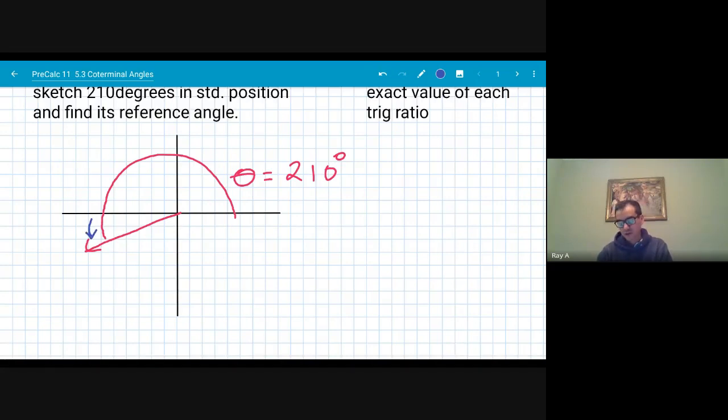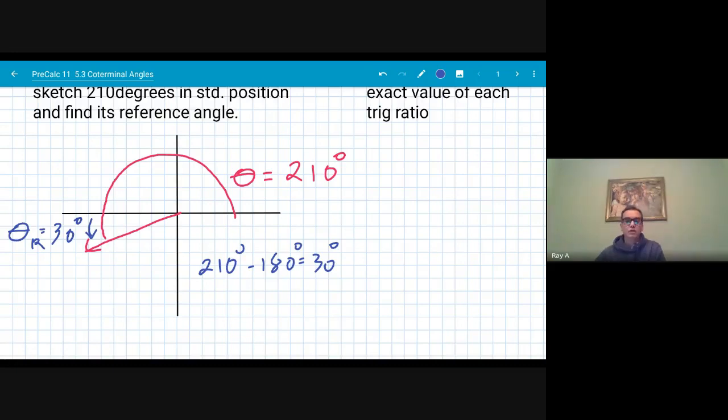So that would be 210 minus 180 degrees, and that would be equal to 30 degrees. All right. So really, this reference angle, which I would write as theta sub r, for reference, would be equal to 30 degrees.